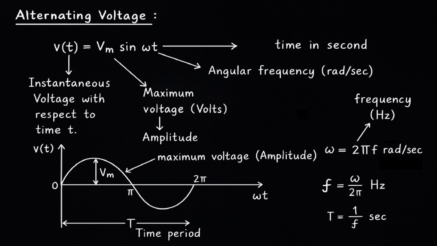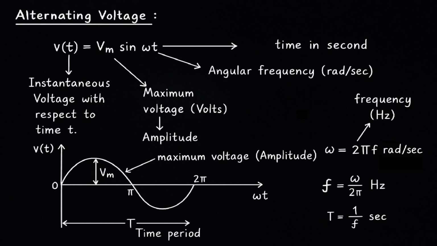Now, let's see this story play out on the graph. The graph is a picture of our equation. The vertical axis is our instantaneous voltage, V of t. The horizontal axis, labeled omega t, represents our progress through one full cycle. We start at the origin, point 0. Here, both time and voltage are 0.